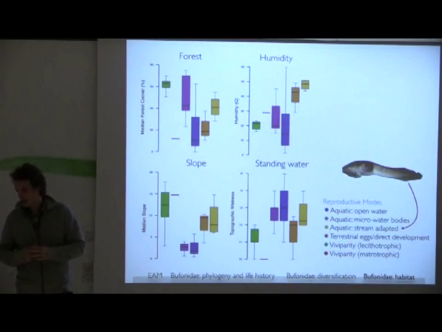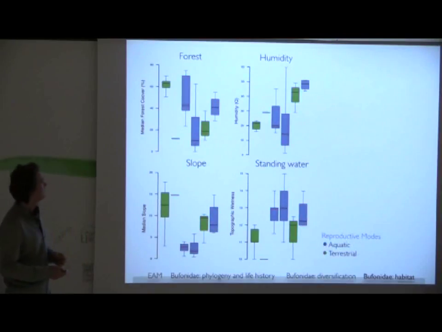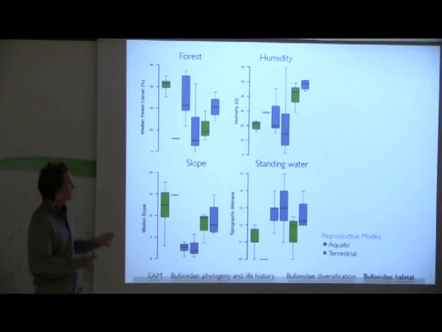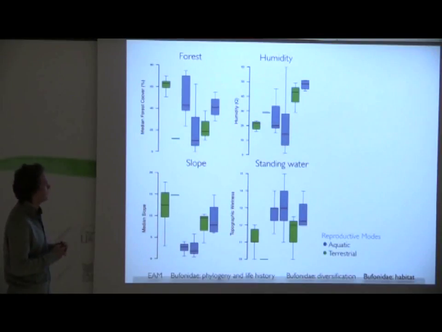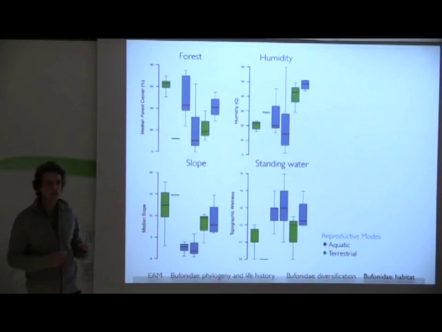And I guess it's getting a bit late in the talk, and there's a lot of colors and a lot to take in, so I'm going to reduce that even further. So we have the blue bars that represent 3 different types of aquatic reproduction, and then the green bars, which are 3 different types of terrestrial reproduction. So that's what I would like you to focus on. So here we have our 4 habitat parameters: forest, humidity, slope, and standing water bodies.